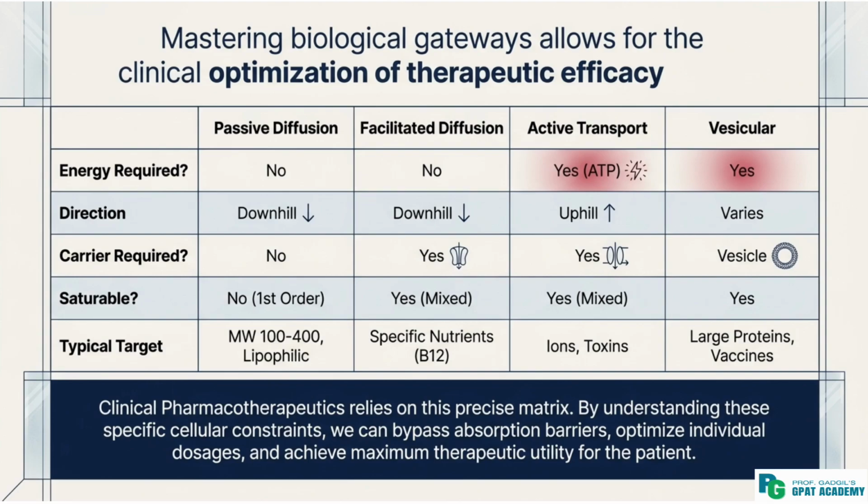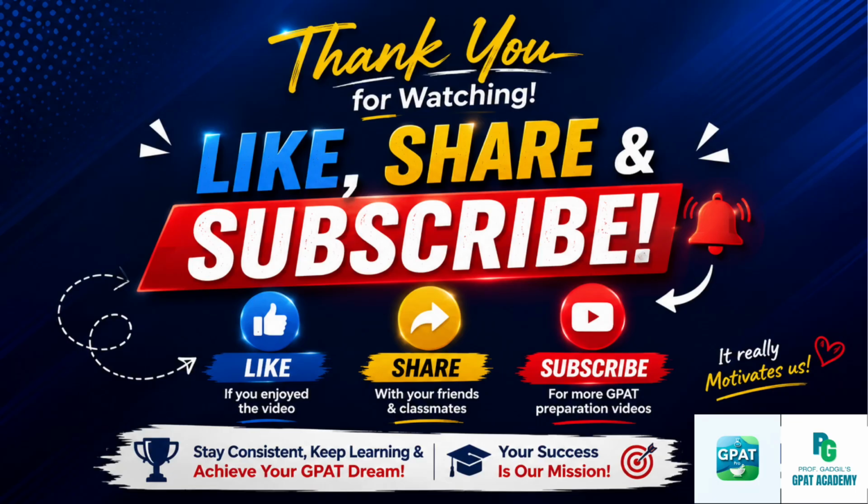Clinical pharmacotherapeutics relies on this precise matrix. By understanding these specific cellular constraints, we can bypass the absorption barriers, optimize the individual dosages, and achieve maximum therapeutic utility for the patient. So, that's the mechanism of drug absorption in GI: passive diffusion, active transport, facilitated diffusion, and pinocytosis.